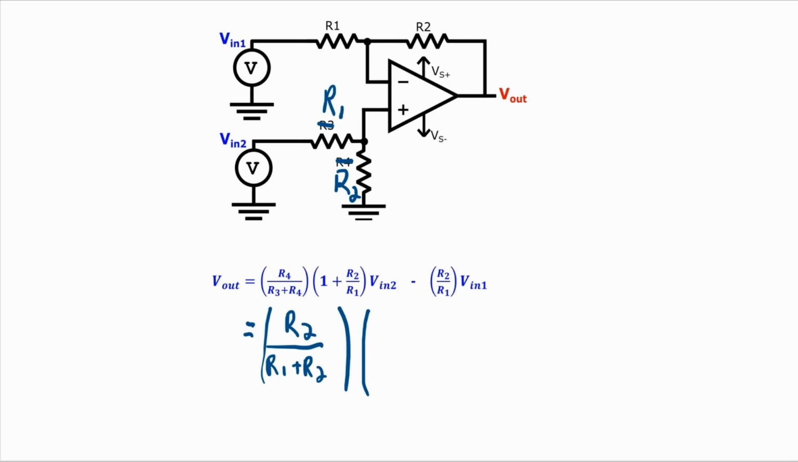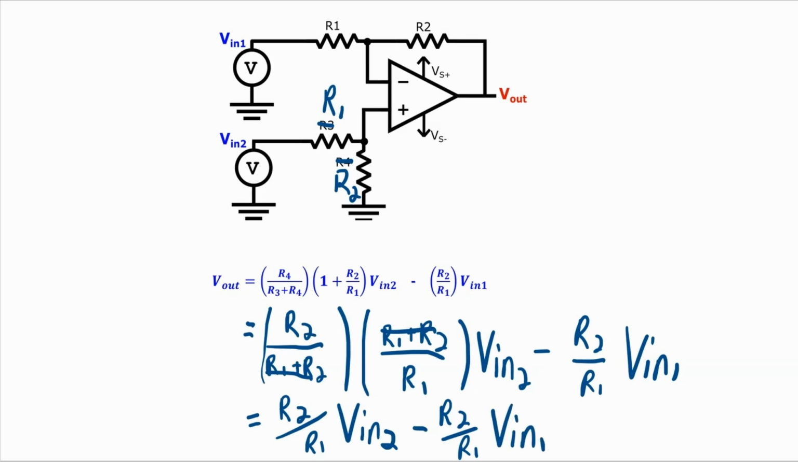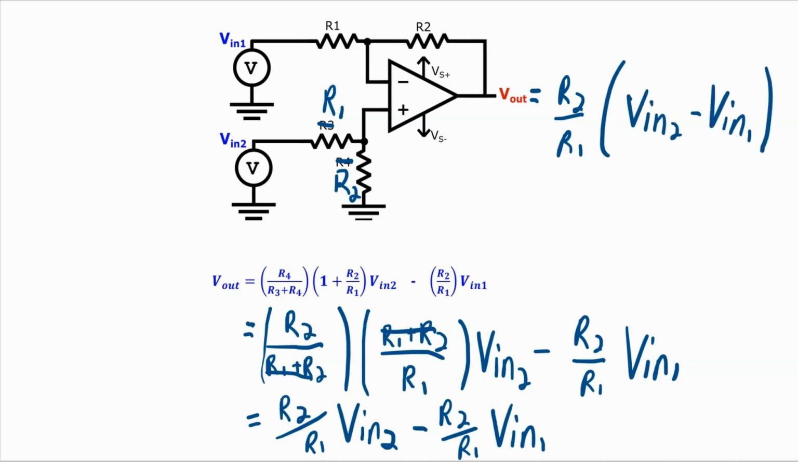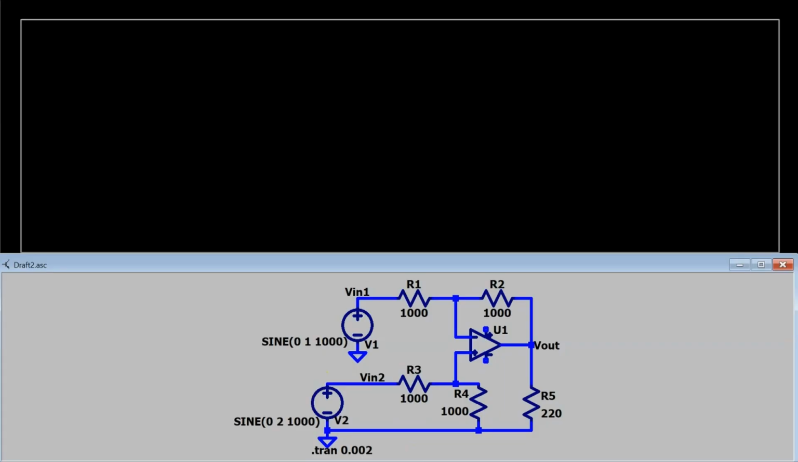And I'm going to rewrite this with a common denominator of R1. These two terms cancel out. So here we get a Vout that's equal to some gain, R2 over R1, times the difference between input 2 minus input 1. So I've built the circuit over in LTSpice so we can look at a couple of these different cases. And so here's the circuit here.